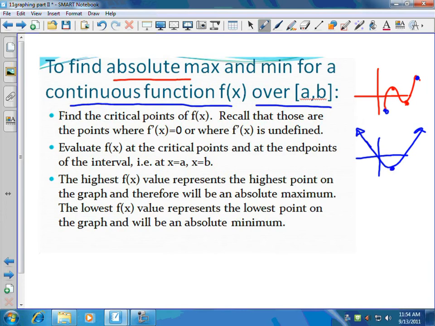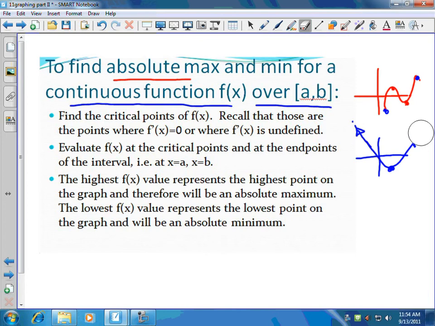Like here, there's an absolute minimum, but is there an absolute maximum? A point that you could put your finger on and say, this is the absolute highest point on the entire graph? No, because these arrows mean it keeps getting larger and larger. So in this situation, there is no absolute maximum.